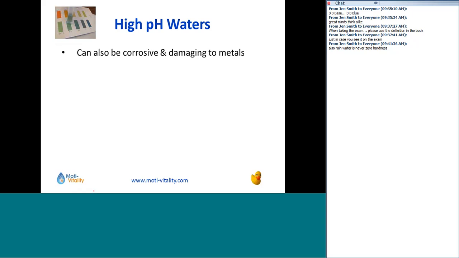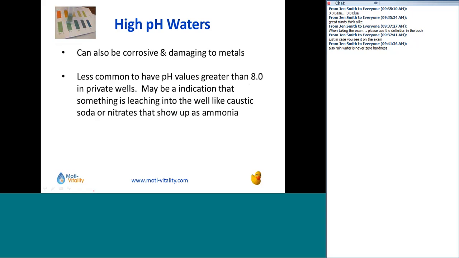High pH waters can also be corrosive and damaging to the metals. It's less common to have pH values greater than 8 in private wells. If you do, then it's an indication that something's leaching into the well, like caustic soda or nitrates that show up as ammonia. It does cause a soda-like taste and dry skin, and it turns litmus papers blue. Litmus paper, blue, remember? Like Sesame Street.